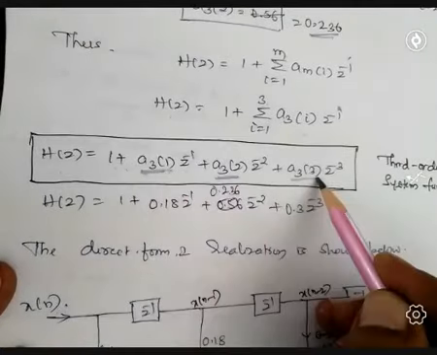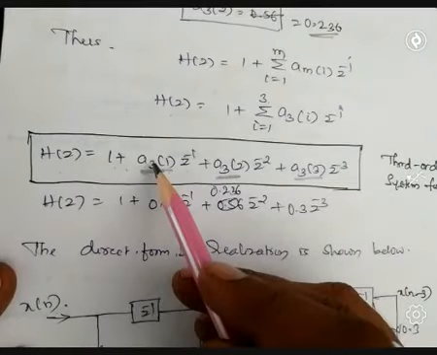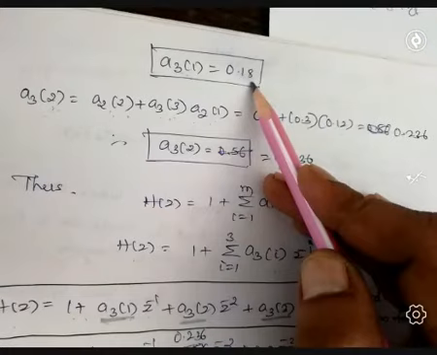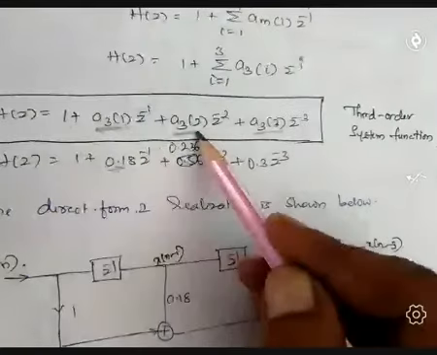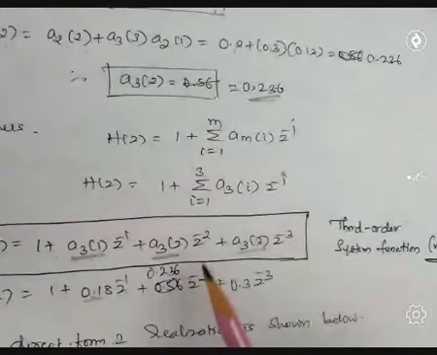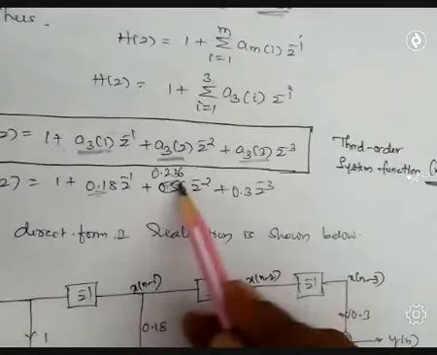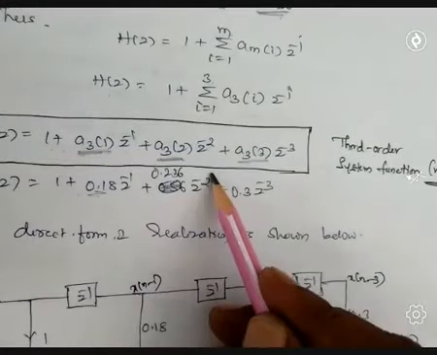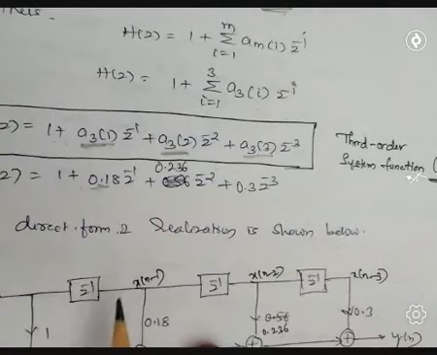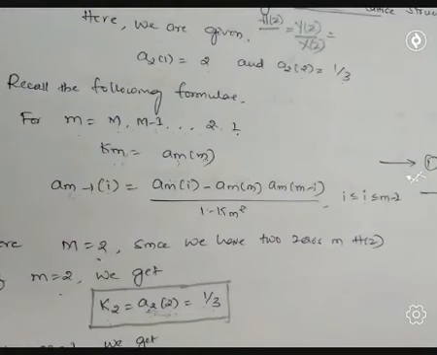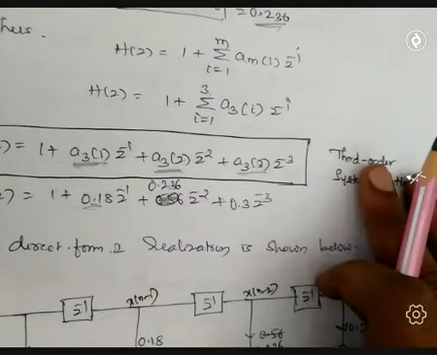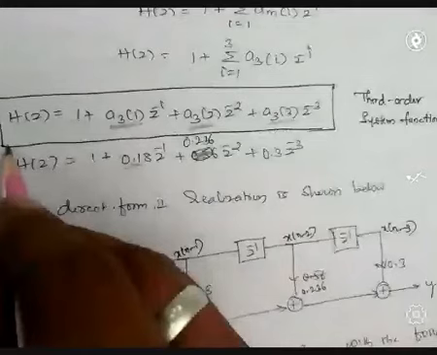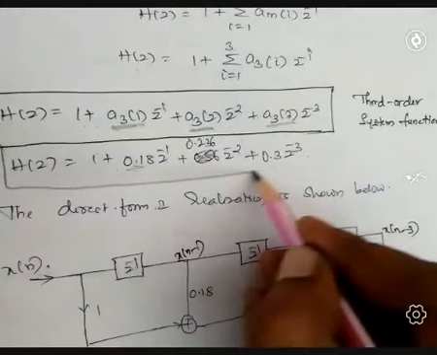Already we calculated. A3 of 1 is 0.18, so the term is 0.18 z to the power minus 1. Next, A3 of 2, already we calculated, is 0.236, so 0.236 multiplied by z to the power minus 2. A3 of 3 is already given in the equation itself. A3 of 3 is K3, that is 0.3. This one we have to substitute, then it becomes 0.3 z to the power minus 3. So this is the system function for direct form.